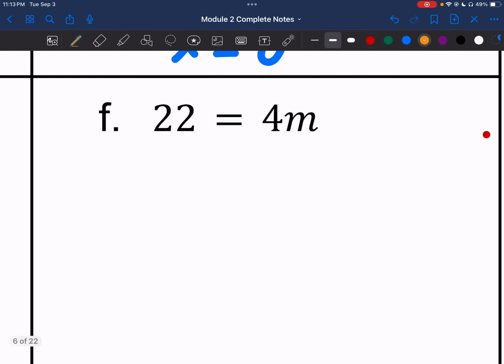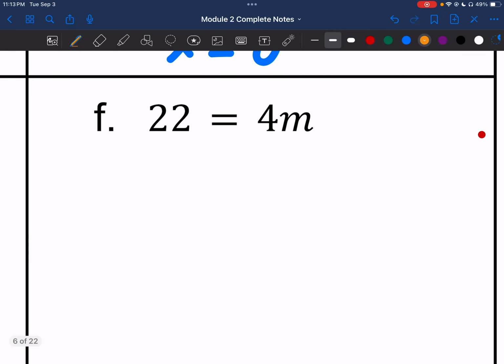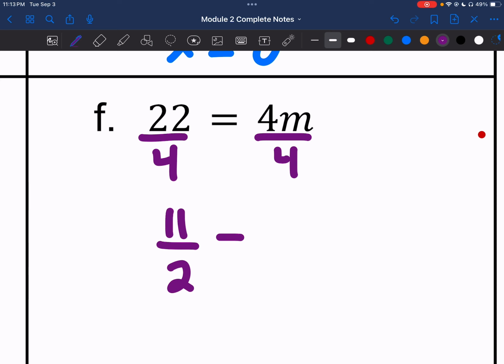All right, letter F. 22 is equal to 4m. I'm going to go ahead and divide both sides of my equation by 4. I get 22 over 4, which reduces to 11 over 2, is equal to m. I reduce that just because I could divide the numerator and denominator both by 2. So it's 11 over 2 equals m.